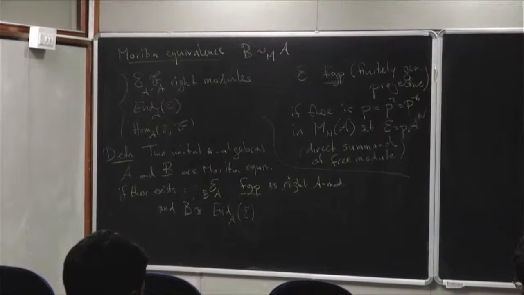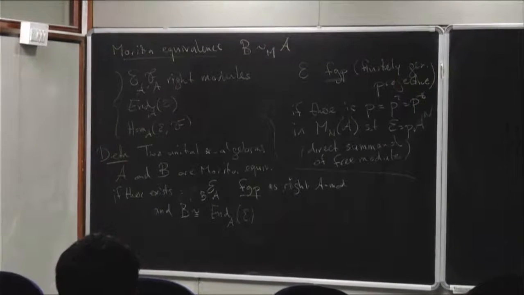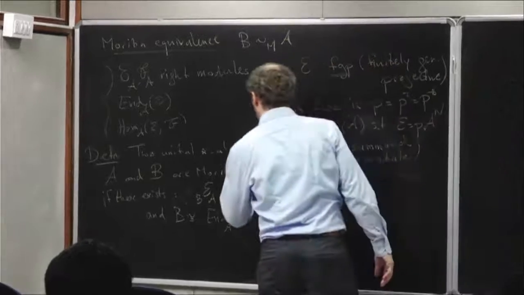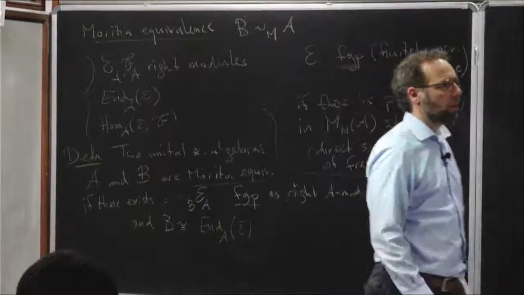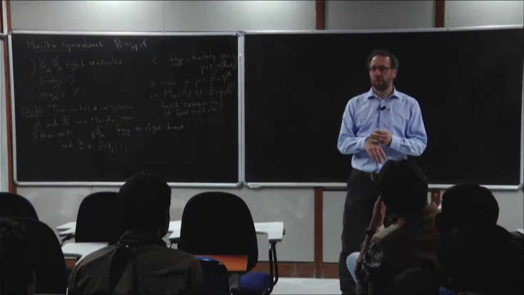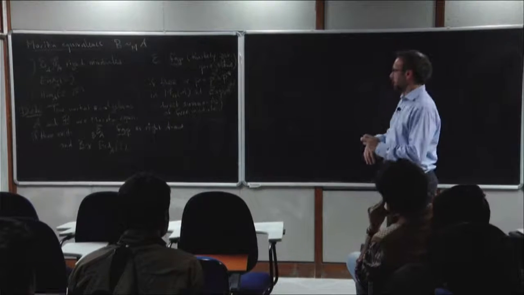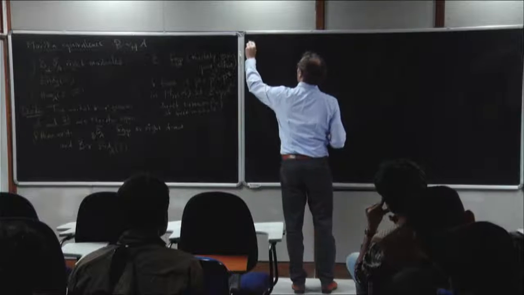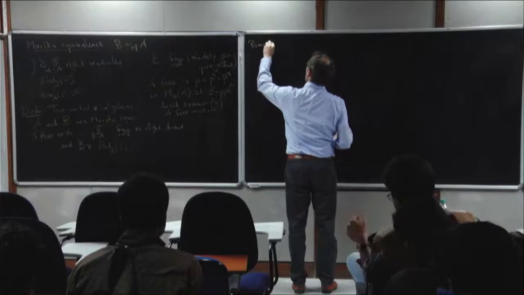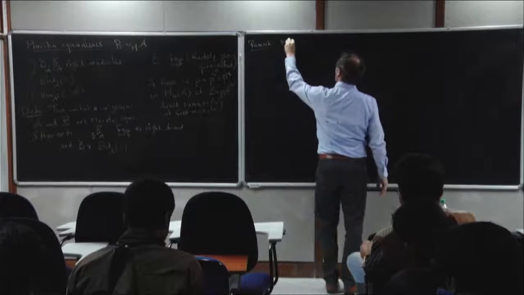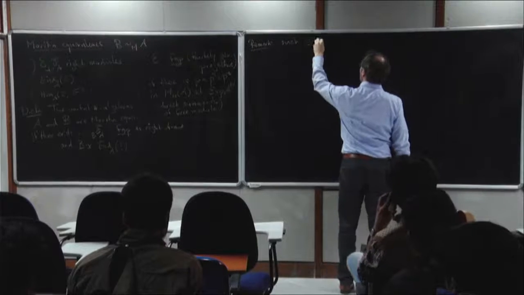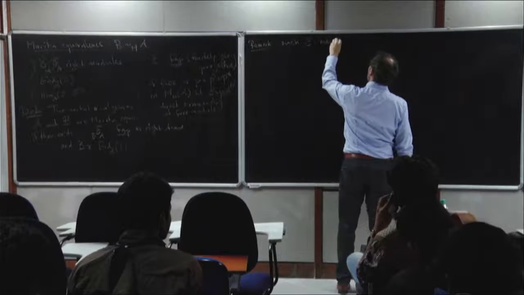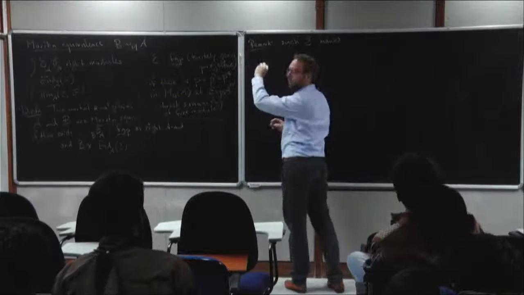So we have a way to go from, maybe let's make a comment about Morita, because Morita was looking at representations rather than such a very hands-on formulation. So the remark is that such an E induces an equivalence of categories.